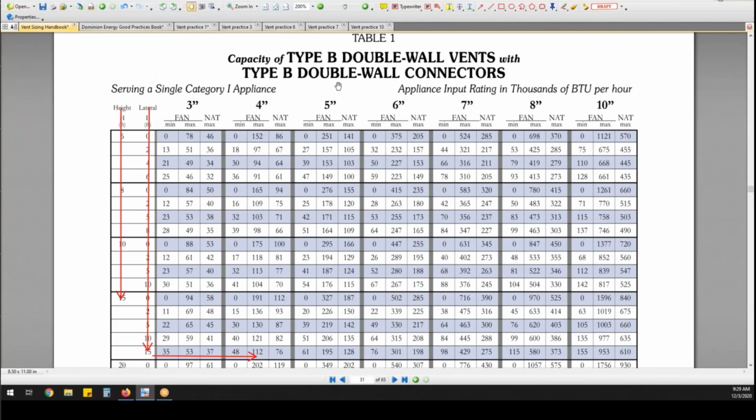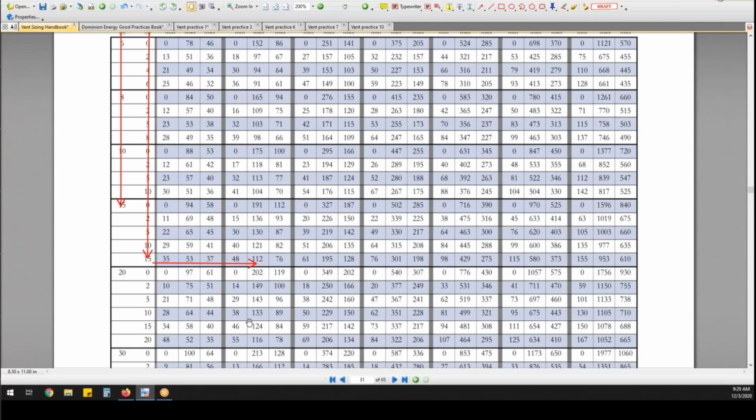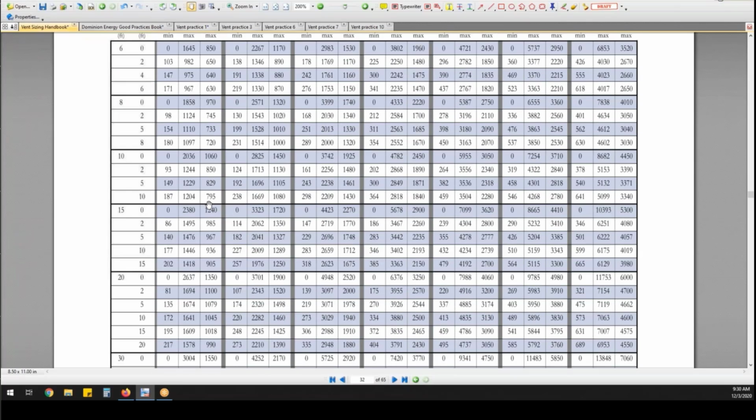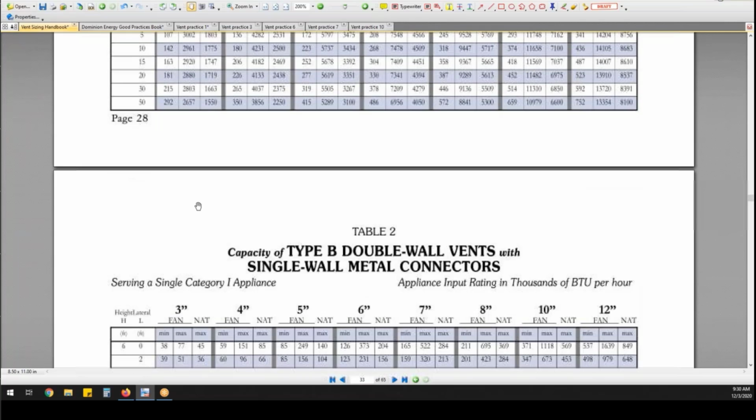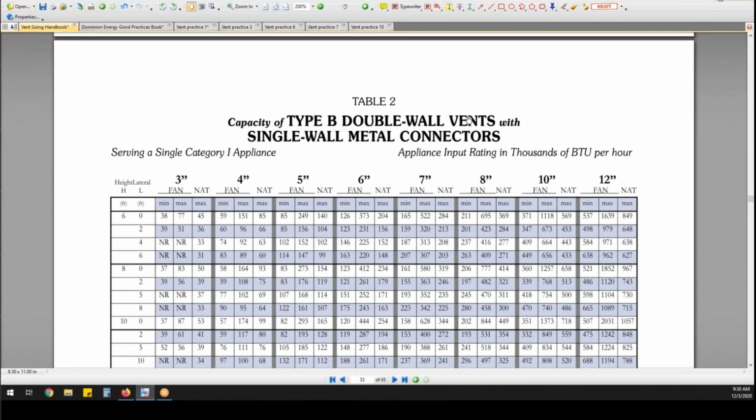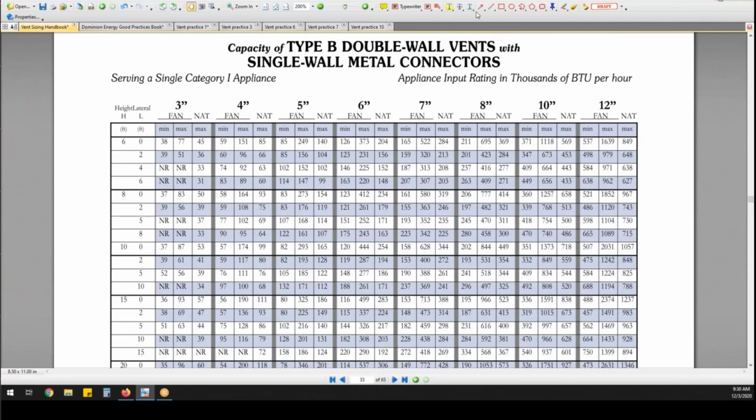We just figured out we could do it with type B double wall. It'll all work in double wall, and it would all be 4-inch. But I want to try to save money and use single wall connector. I want to go down and find the table for a double wall vent, but I want to save some money and use single wall metal connectors. So let's see if we can do it with some single wall connectors.